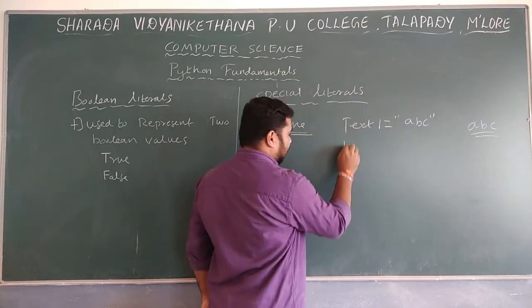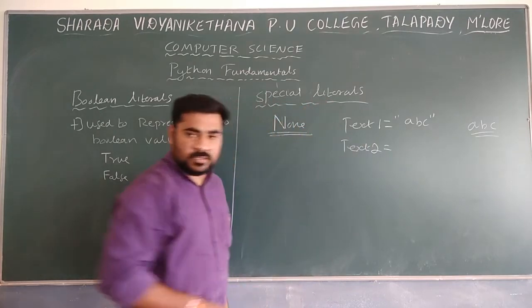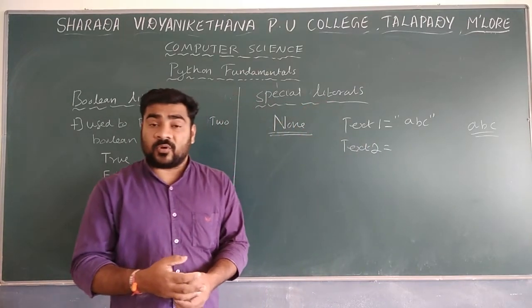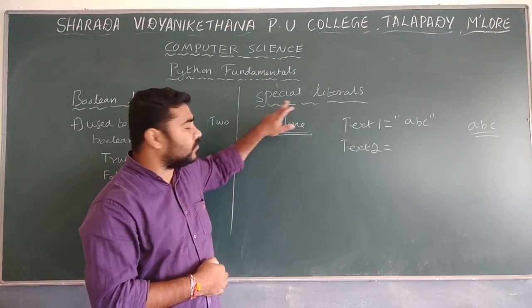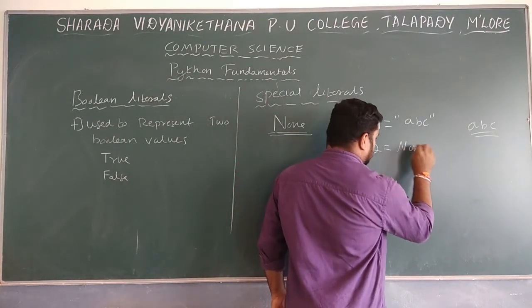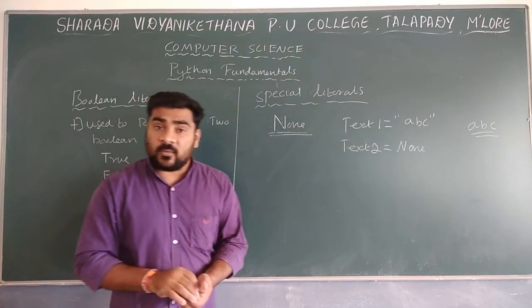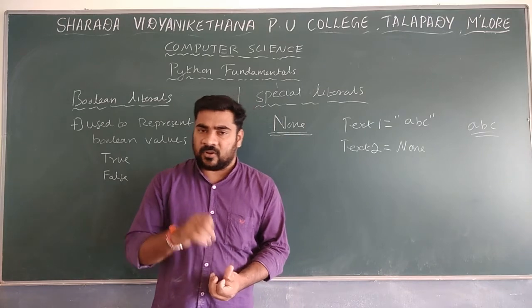But I want to create one more, text2, and I want to give it an empty value. If you don't want to give any value, I don't want to store any information, in that case you can make use of special literals. The special literal here is N-O-N-E, None, with a capital N. If you give it as None, it won't store any data. Data won't be stored inside it, it will be empty.